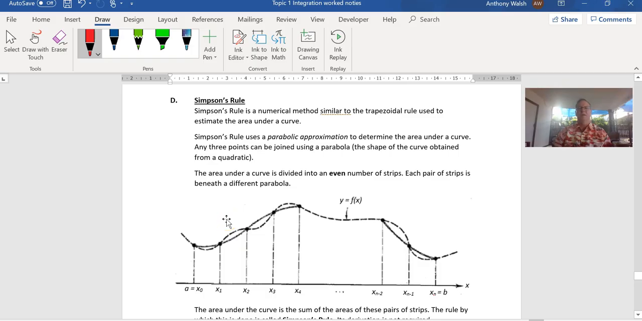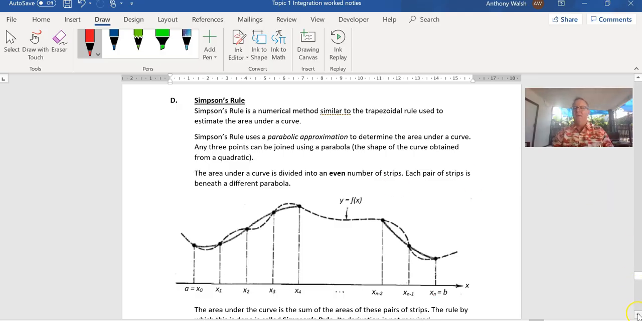Now, that parabola there can then be divided into 2 evenly spaced strips, as long as the 3 points are evenly spaced between them. Take 3 points, find one parabola, and take the area underneath and divide it into 2 strips. That means for Simpson's rule to work, there must always be an even number of strips. 2 strips, 4 strips, 6 strips, etc. Can't be an odd number of strips.